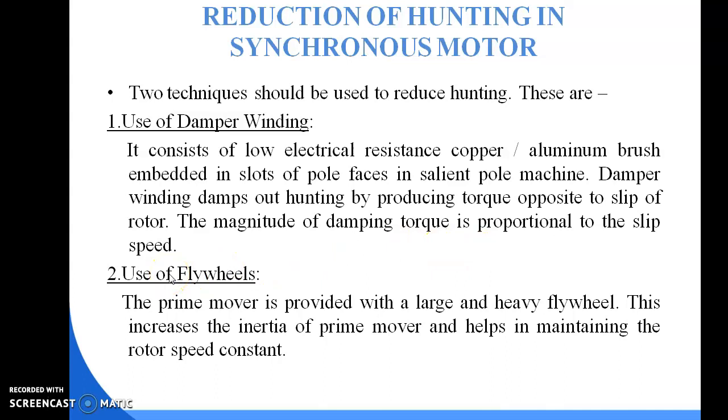And the second method for reducing the hunting is use of flywheels. The prime mover is provided with a large and heavy flywheel. This increases the inertia of prime mover and helps in maintaining the rotor speed constant.